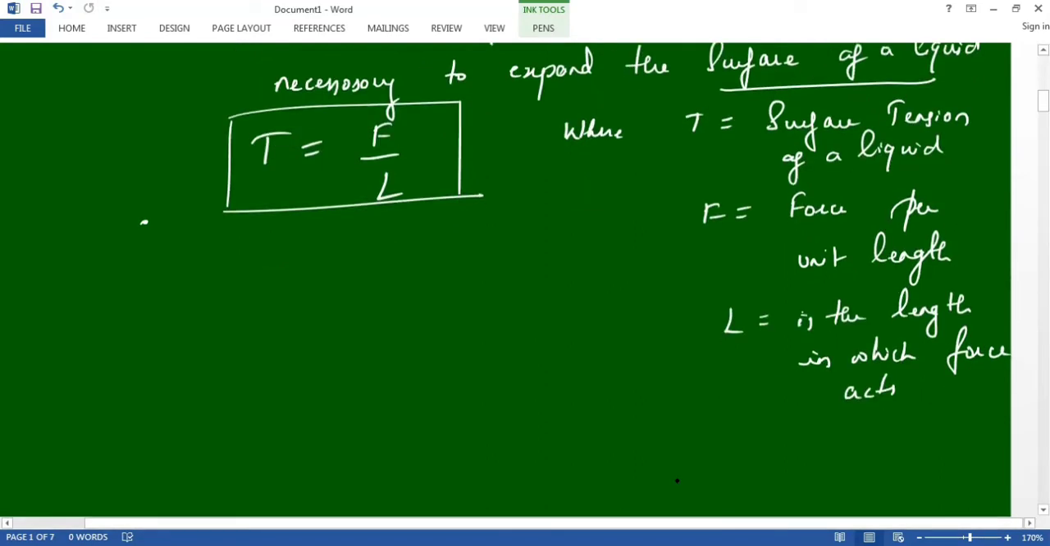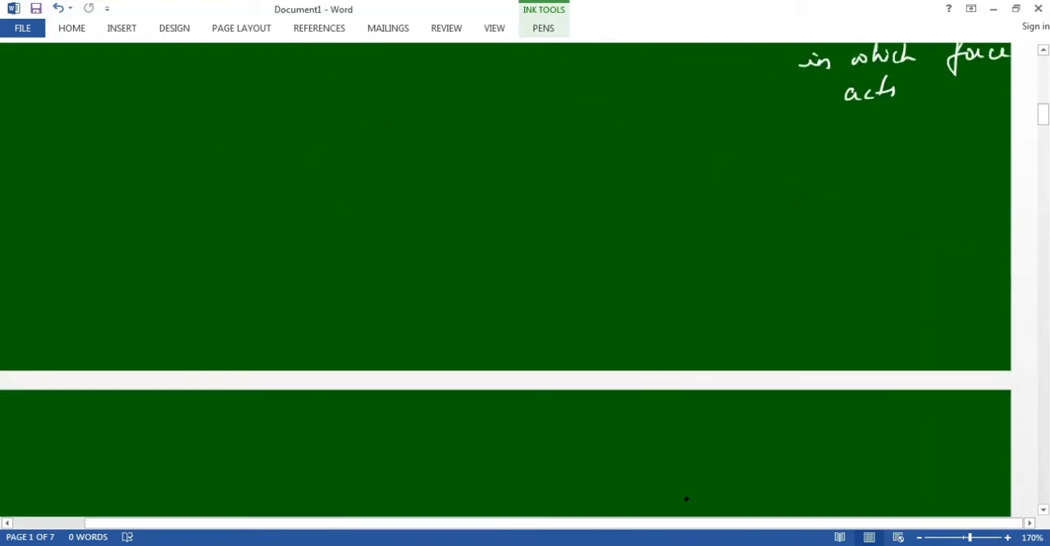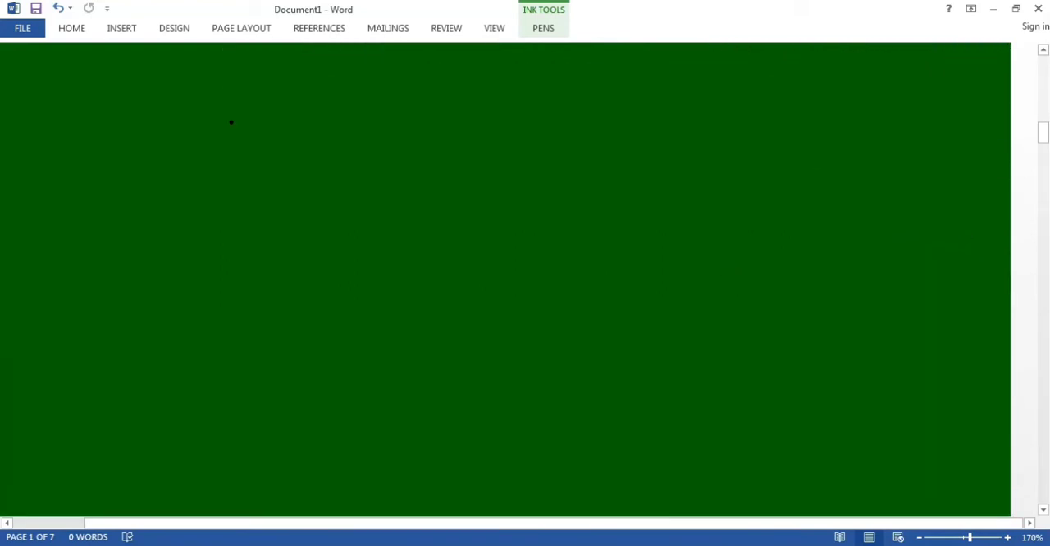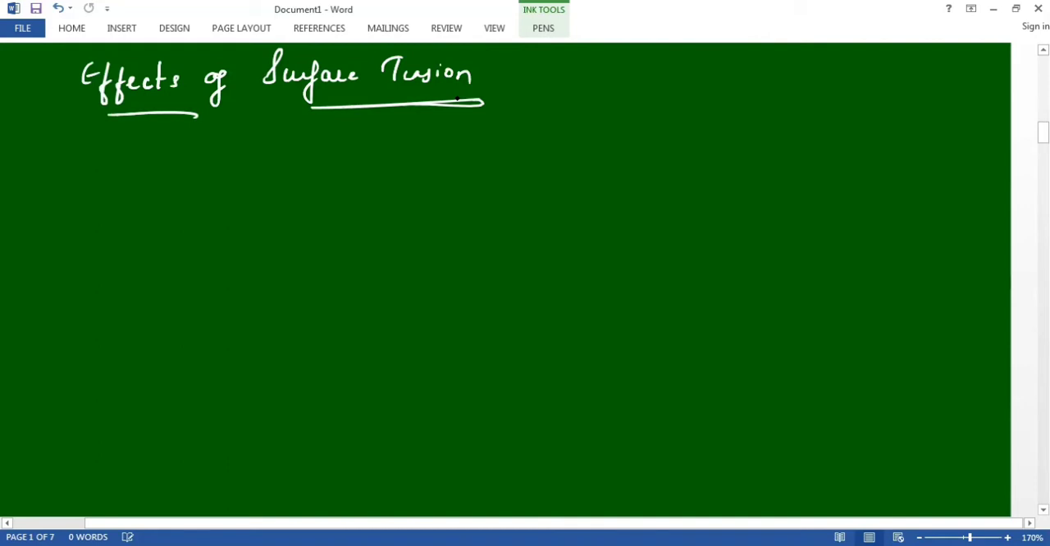So let us discuss the effects of surface tension. The first effect is the beading of rainwater on a waxy surface such as a leaf. Water adheres weakly to the wax and strongly to itself, so water clusters into drops.